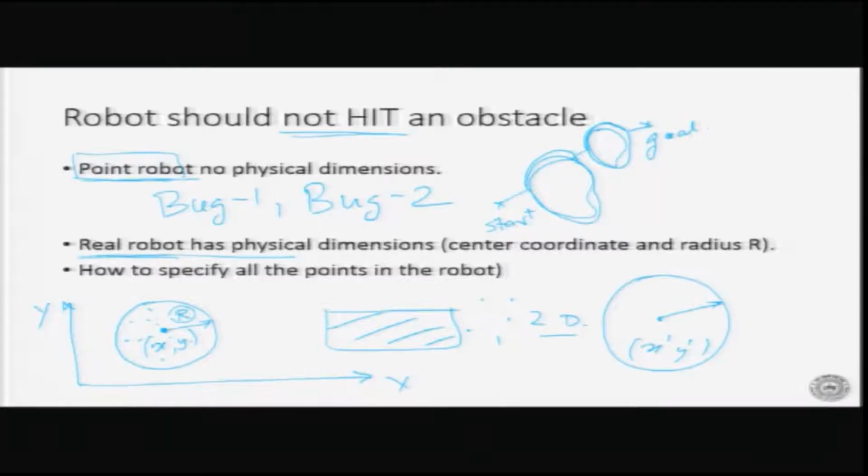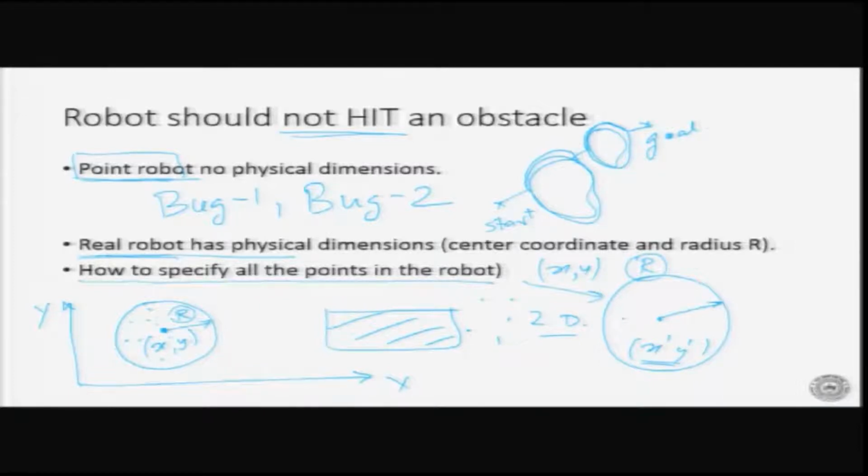Okay, so this essentially means that these two parameters x and y are enough to specify all the points in the robot. So, this question of how to specify all the points of the robot is answered from here: if I just know x and y, and because I know that the radius is equal to r, then all the points of the robot are automatically specified.